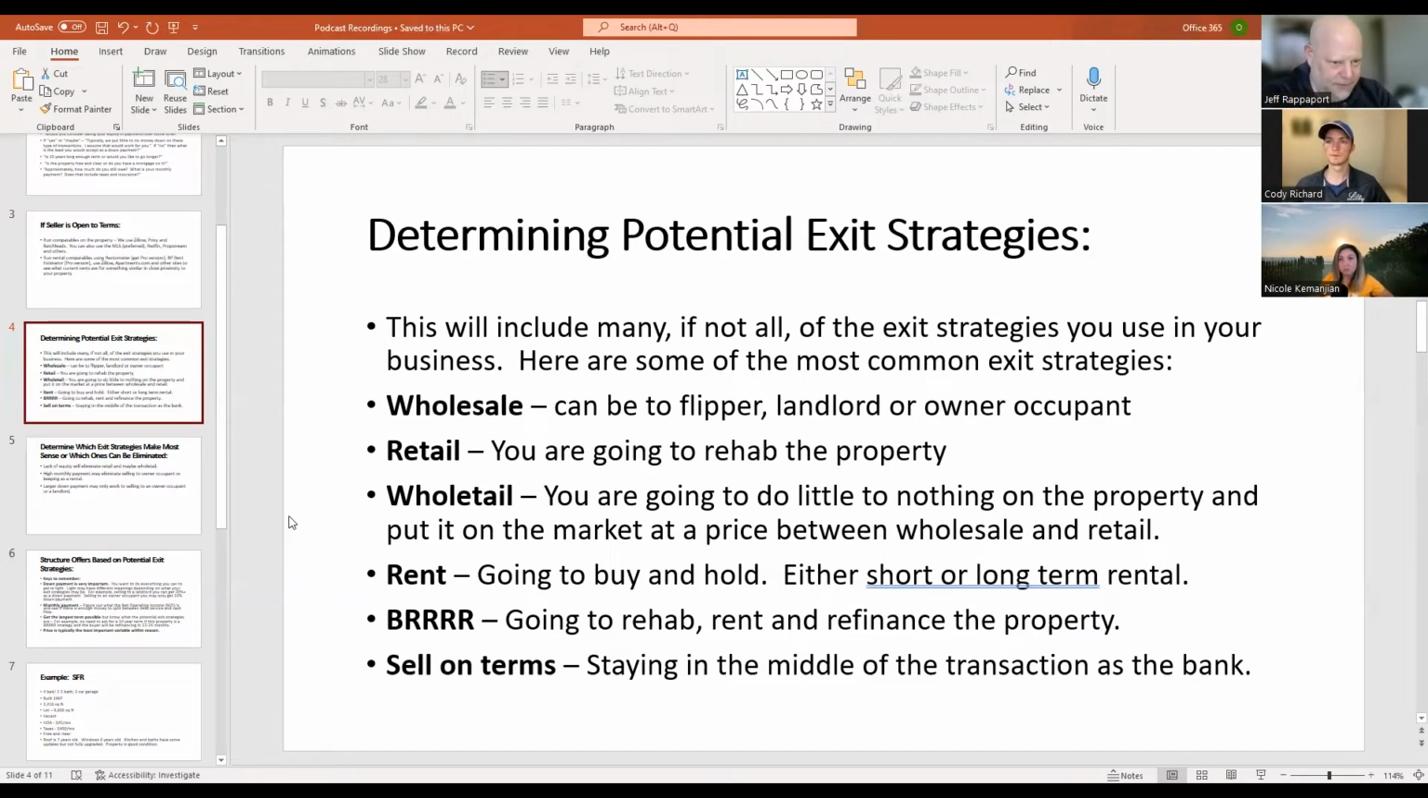And then my favorite, which is selling on terms, and it could be selling on terms to another investor, or it could be selling on terms to an owner occupant and staying in the middle, getting the true passive income. Do either of you have any questions?